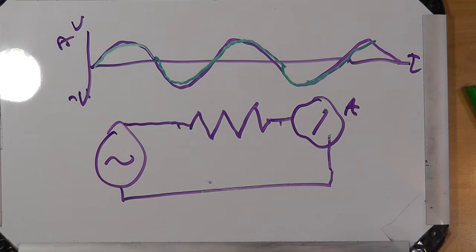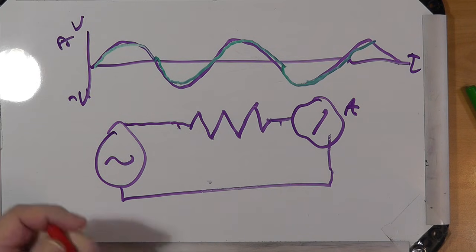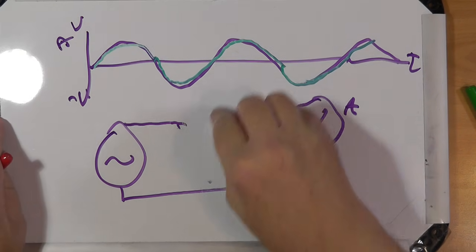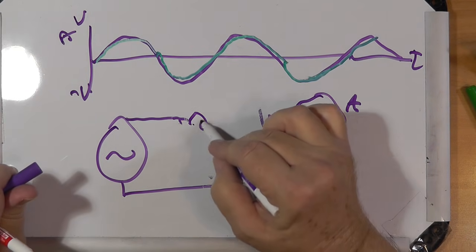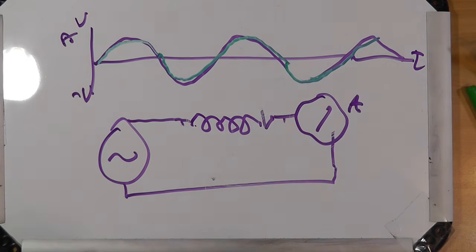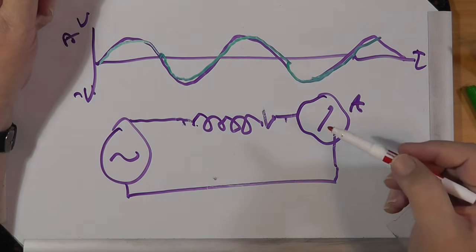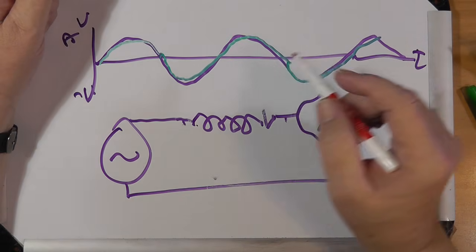Now let's pick another color. Let's pick red. Okay, and we're going to change this now to an inductor. And we're going to measure the current through the inductor. This will freak you out.